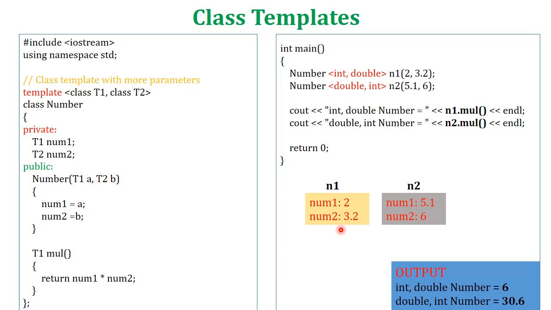And next one is n2 dot multiplication. So in that case, n1 number one value is 5.1, number 2 value is 6, and both are multiplied. The returned value, that is the first value, is a double, right? So the return value becomes double, then it will return 30.6.